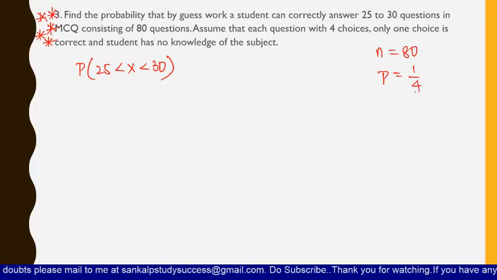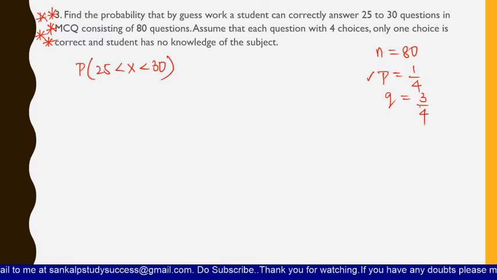Because there is only 4 choices and only one is correct, that means the probability of success is 1 by 4. Then what will be the probability of failure? Which is nothing but 3 by 4, because it is 1 minus P, right? Now, only one choice is correct and the student has no knowledge of the subject. Now, we have complete data here.